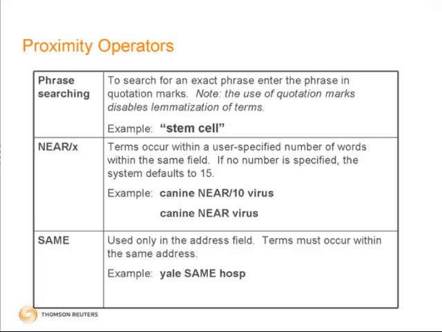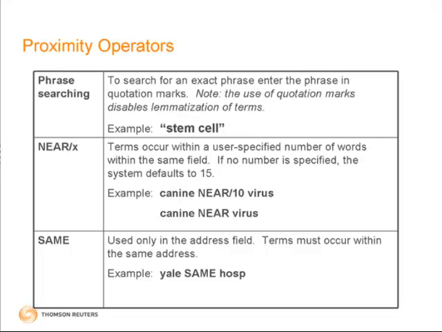You can truncate a phrase that is within quotes to retrieve variations in spelling and plural forms. Note that the use of quotation marks disables the lemmatization of terms. Learn more about lemmatization later in this presentation.